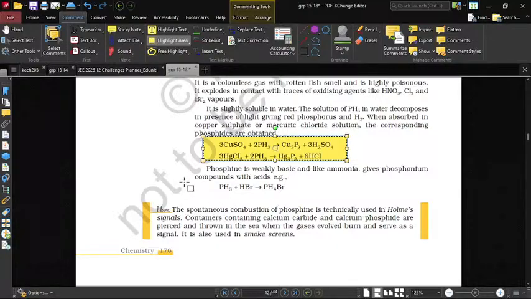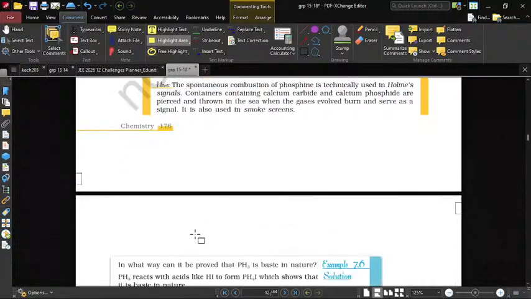Uses. The spontaneous combustion of phosphine is technically used in Holme's signal. Containers containing calcium carbide and calcium phosphide are pierced and thrown in sea. When the gases evolved, burn and serve as a signal. It is also used in smoke screen.